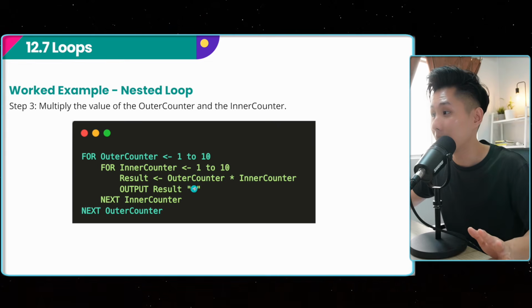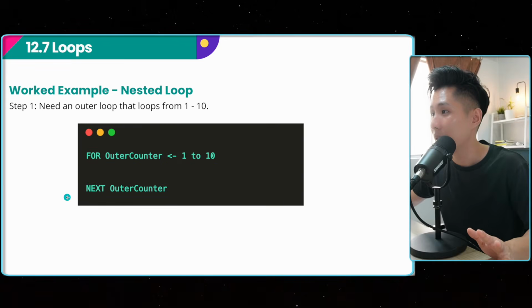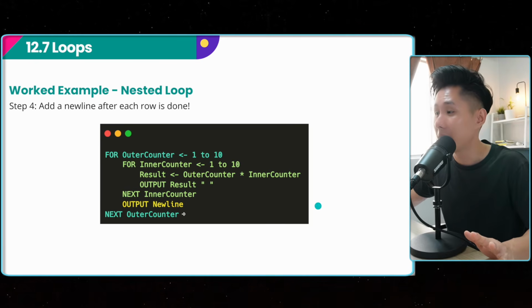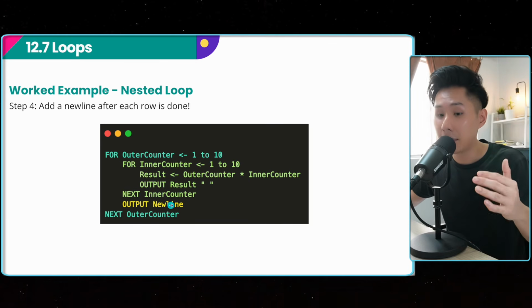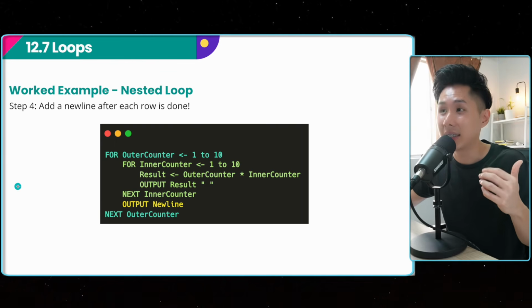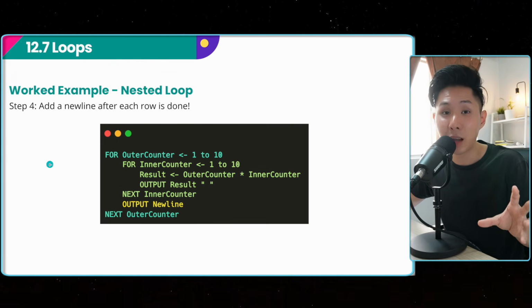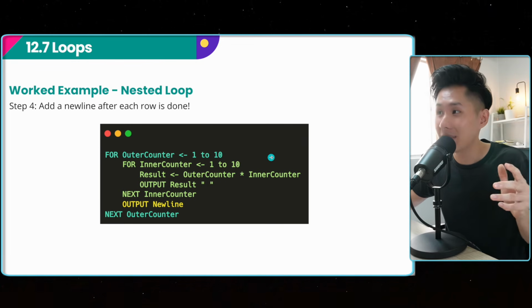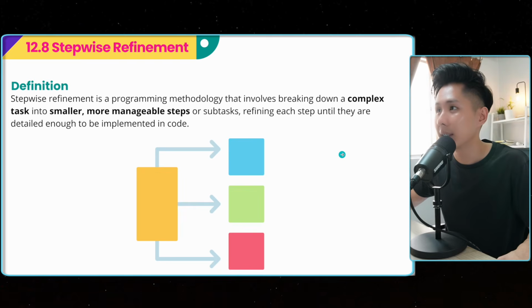So I'll put a result, I put a space here so that we can get what we want here. I put a space, 1, 2, 3, 4, until 10. And at the end of it, I'll output a new line. A new line means just output on the next line. And eventually I will get the answer I want. So this is an example of how you can create a multiplication table. The code is very short, but then it works wonders.